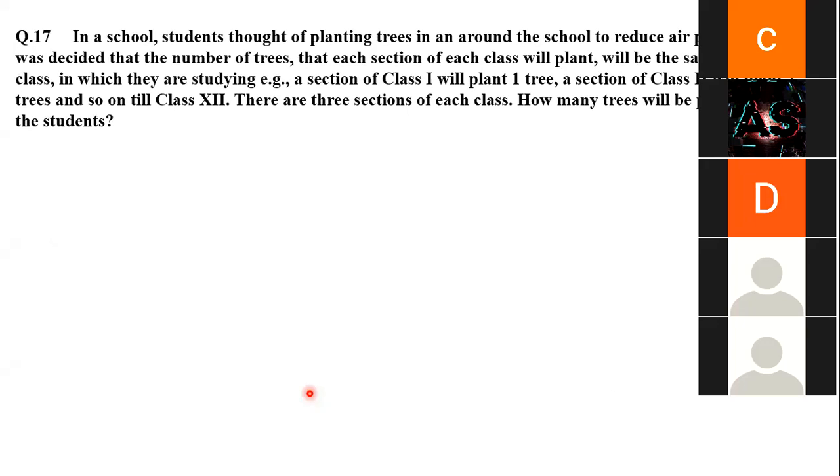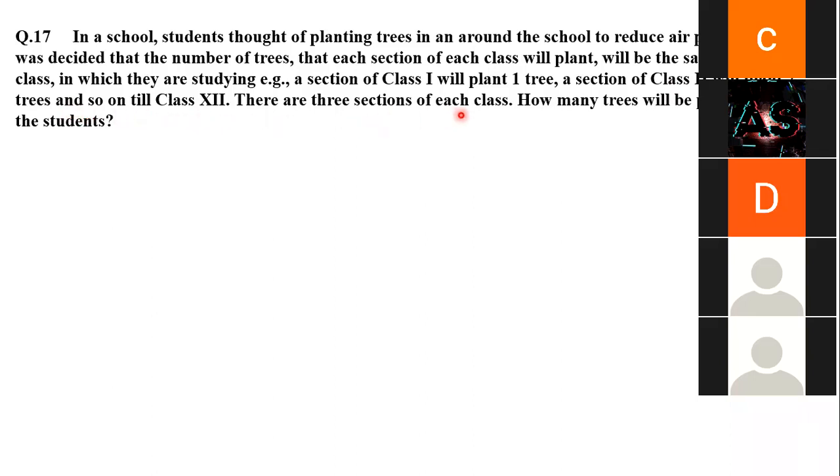In a school, students thought of planting trees in and around the school to reduce air pollution. It was decided that the number of trees that each section of a class will plant, each section from grade 1 to 12, is the same as the class number. If class 1 is planting, it means 1 plant, class 2 is 2 plants, class 3 means 3 plants, like that. Example, a section of class 1 will plant 1 tree, a section of class 2 will plant 2 trees, and so on till class 12.